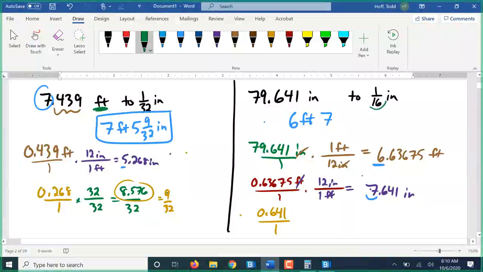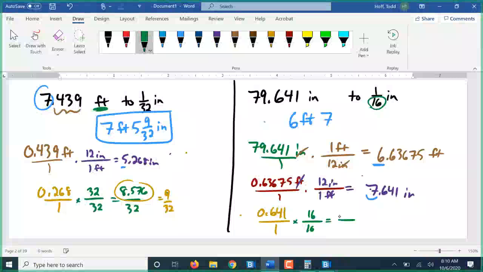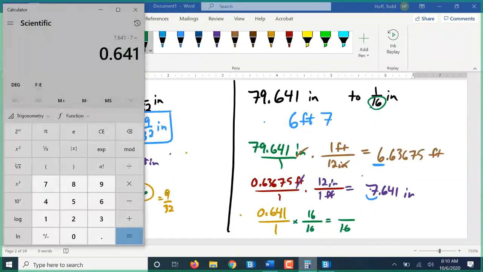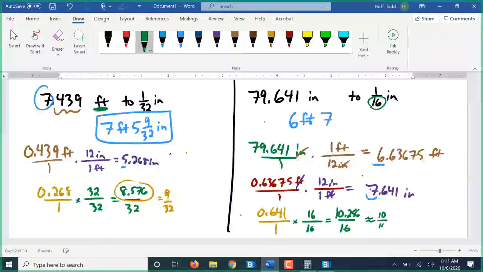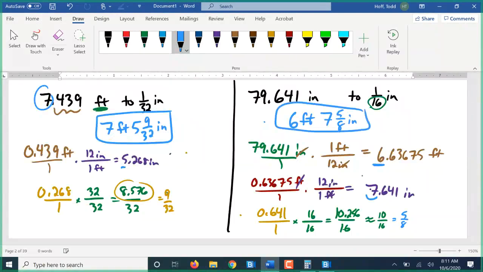And I'm going to multiply. I want my denominator to be 16 this time, so it's going to be 16 that I multiply by. So 1 times 16 does give me 16 for denominator. My 0.641 times 16 gives me 10.256 is my numerator. Well, that's between 10 and 11. It is closer to 10. That's 10/16, which reduces to 5/8. So that is 6 foot 7 and 5/8 inches.